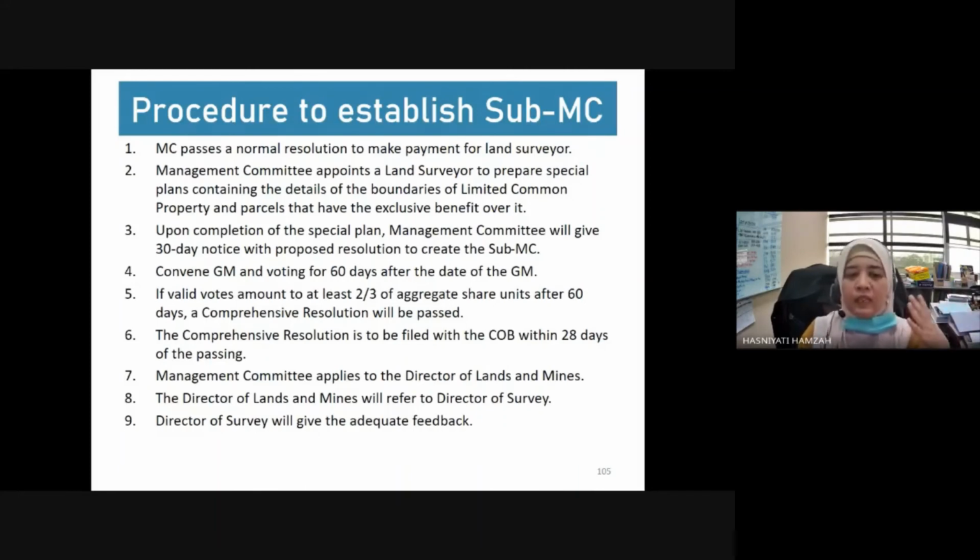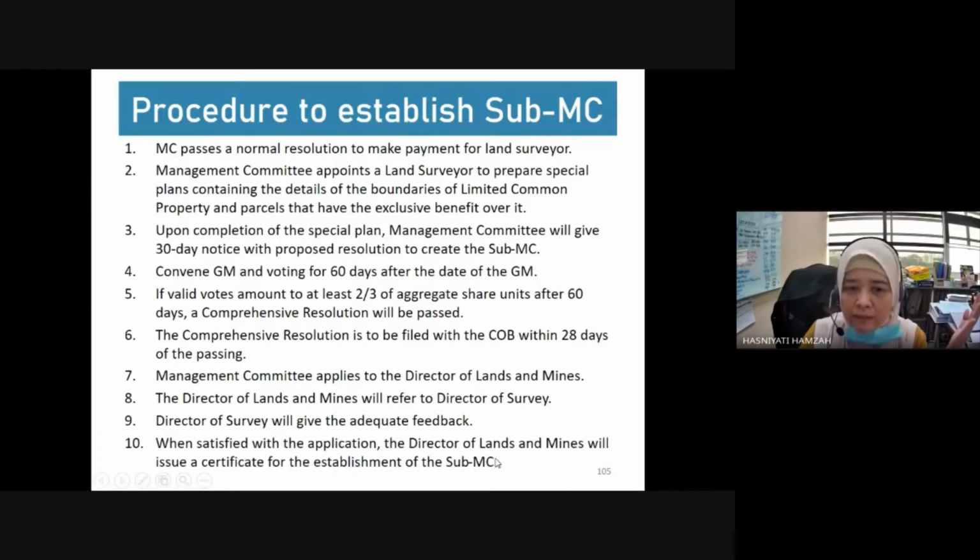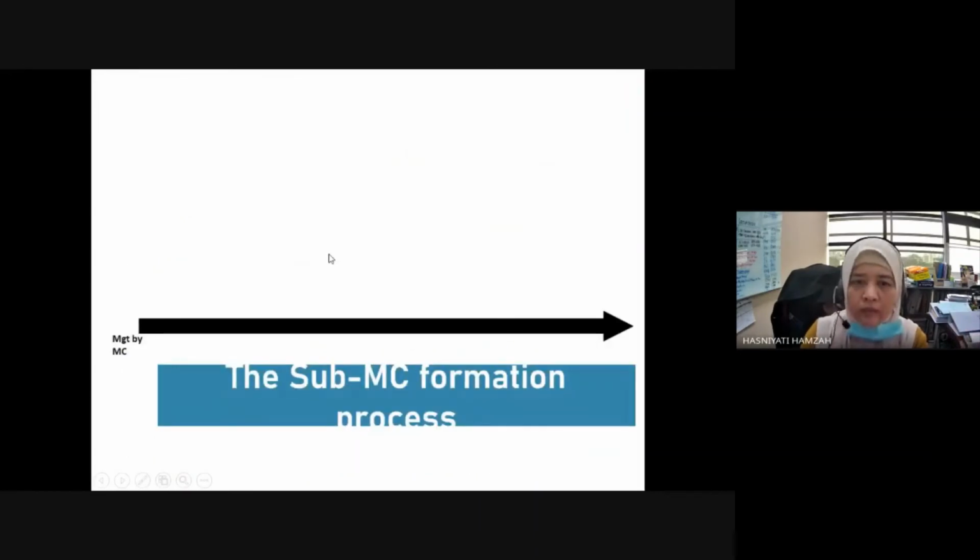But if the feedback is positive, then the Director of Lands and Mines will issue this certificate under section 17A for the establishment of the sub-MC. Lahirlah sub-MC. It looks very clear-cut kan, but in reality, only one sub-MC has been established so far because of the kerumitan. It looks clean, ada 10 step, but actually is very, very tedious. Why? Nanti akan tengok esok the case study of Mount Kiara.